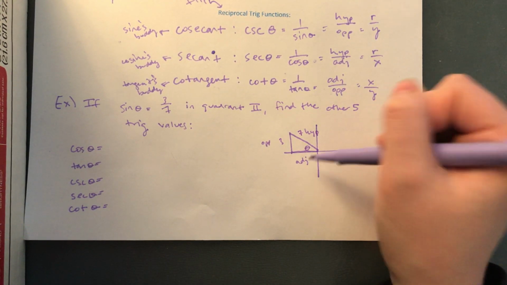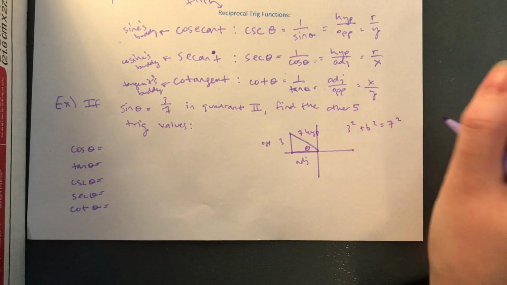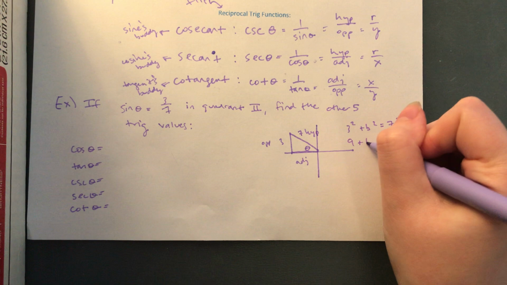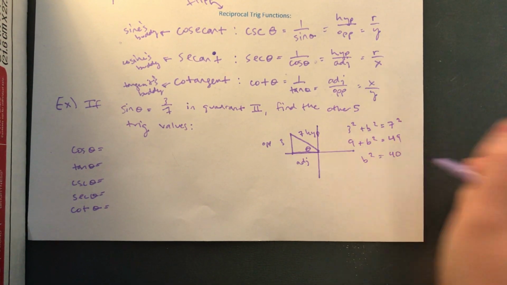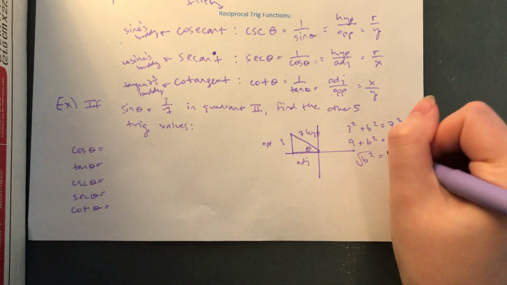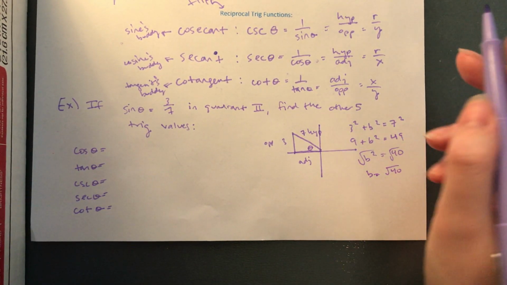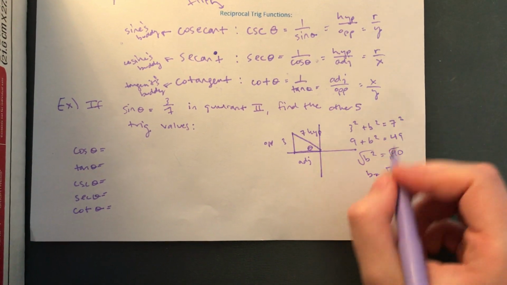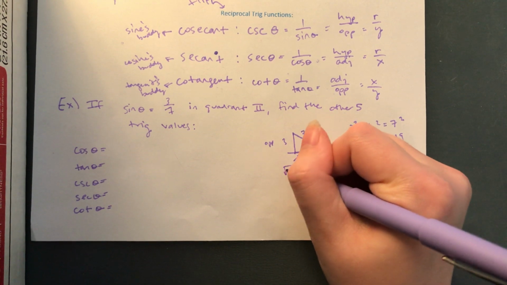So that's where the Pythagorean theorem comes in. 3 squared plus b squared equals 7 squared. So 9 plus b squared equals 49. So b squared equals 40. Last step, square root. So b equals, I'm just going to leave it root 40. Now, obviously when you solve, you're going to get some positive answer. So this length is root 40.